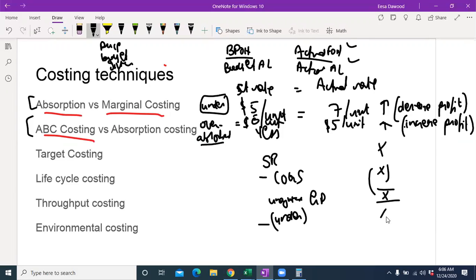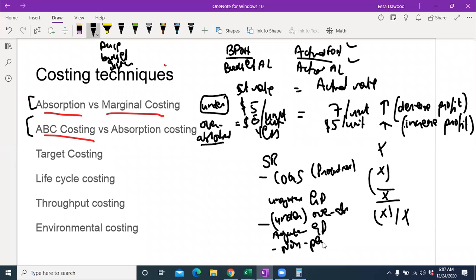So under-absorbed I am going to deduct, and over-absorbed I'm going to add, because over-absorbed is my income, and then I'm going to get my adjusted gross profit. And I'm going to deduct the product cost as per absorption costing, and then I'm going to deduct my period cost. All of the non-production cost is period cost in absorption costing. Then I'm going to deduct my non-production cost and I will be getting my net profit. So that's about the typical absorption costing.